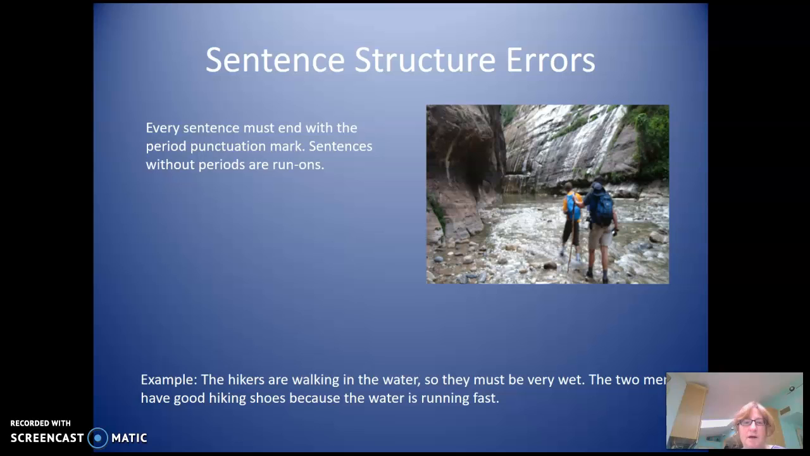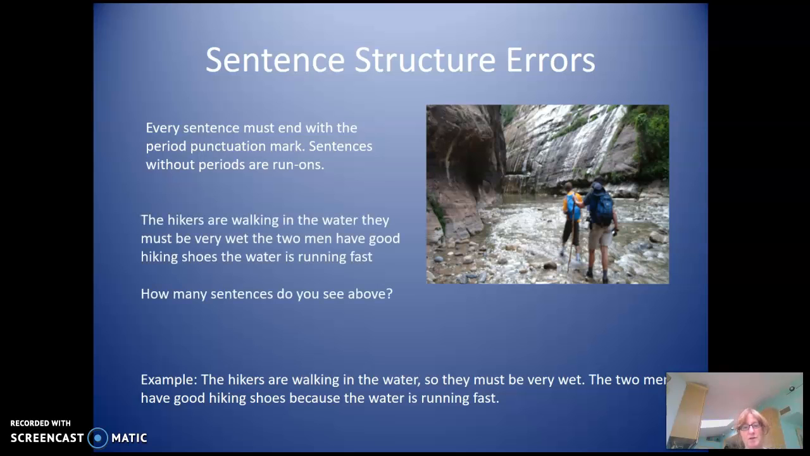And another example, another error. Well, you know that every sentence must end with a period punctuation mark. If we don't have a period, we call them run-ons. So look at this. The hikers are walking in the water. They must be very wet. The two men have good hiking shoes. The water is running fast. Phew, I didn't even get to breathe because there's no period in here. How many sentences really are here? So let's try to fix it. The hikers are walking in the water, so they must be very wet. The two men have good hiking shoes because the water is running fast. We've added punctuation, coordinators, and subordinators.